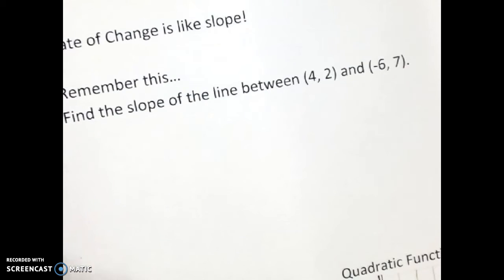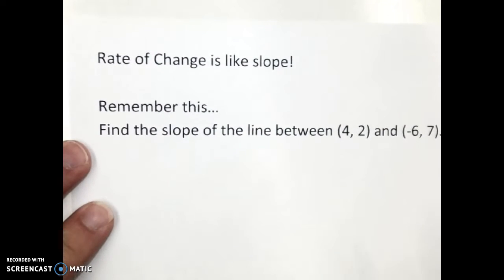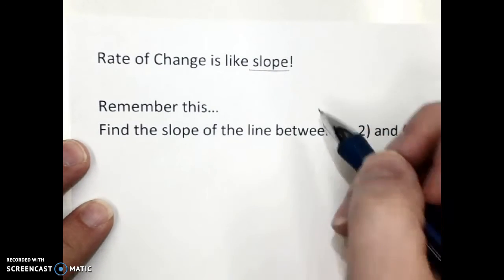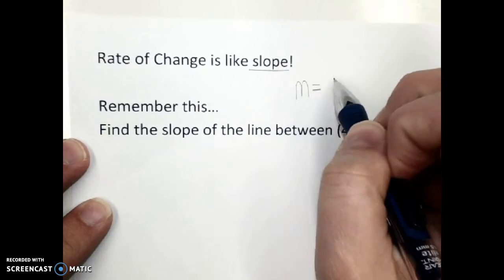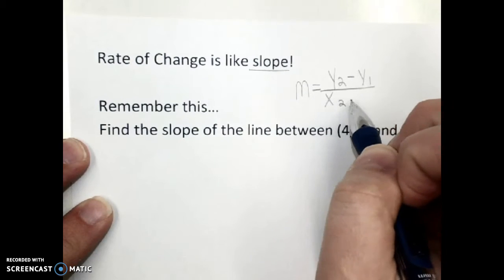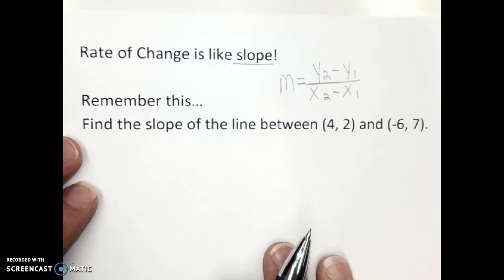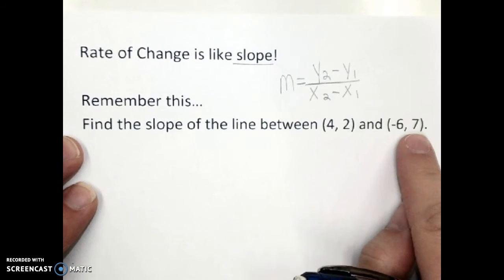We did rate of change when we covered linear functions. Rate of change is like slope. Slope is m equals y2 minus y1 over x2 minus x1. It's the change in your y's divided by the change in your x values. So, let's find slope between these 2 points.